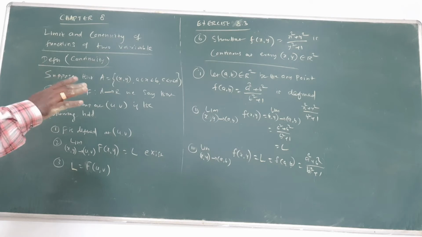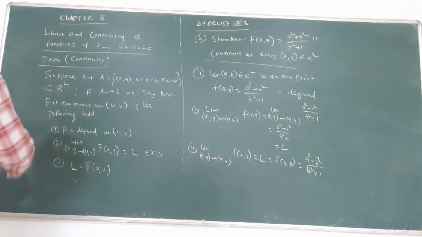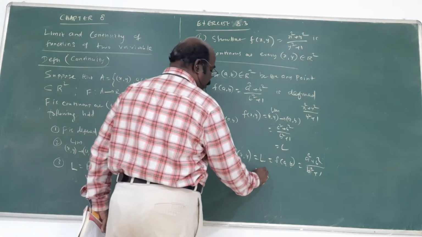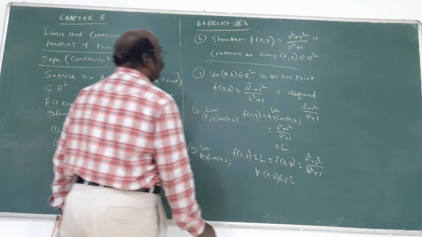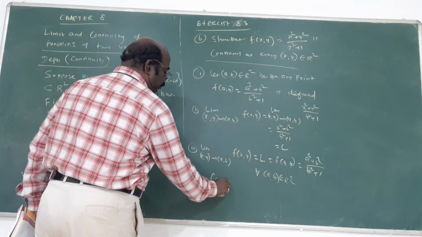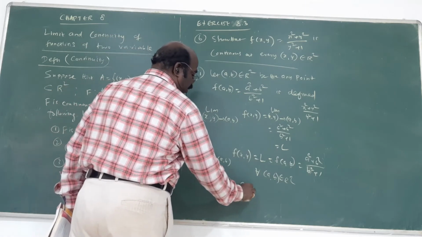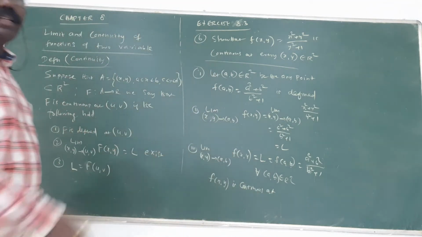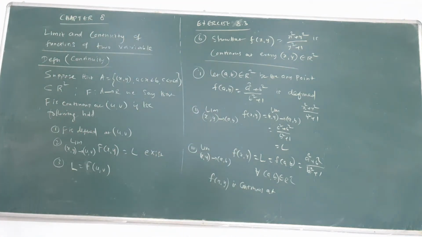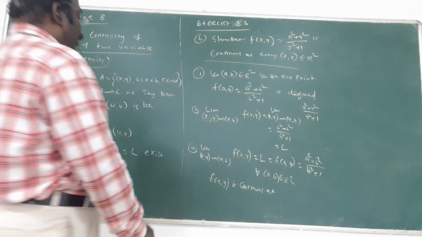Both are the same. The function is defined, the denominator is not even 0. That's why defined. This limit L exists. Last one is what? All are equal. For all (a, b) belongs to R square, that's why f(x, y) is continuous. Okay? Continuous at which point actually? The point is here (x, y). Am I right? That is very important. Continuous at every point (x, y) belongs to R square.